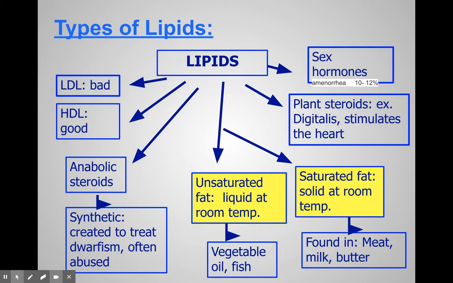So there are all kinds of different lipids, okay? There are LDLs, HDLs, anabolic steroids, sex hormones, plant steroids, but the two that we're going to focus the most on are unsaturated fats and saturated fats. An unsaturated fat is liquid at room temperature, and a saturated fat is solid at room temperature.